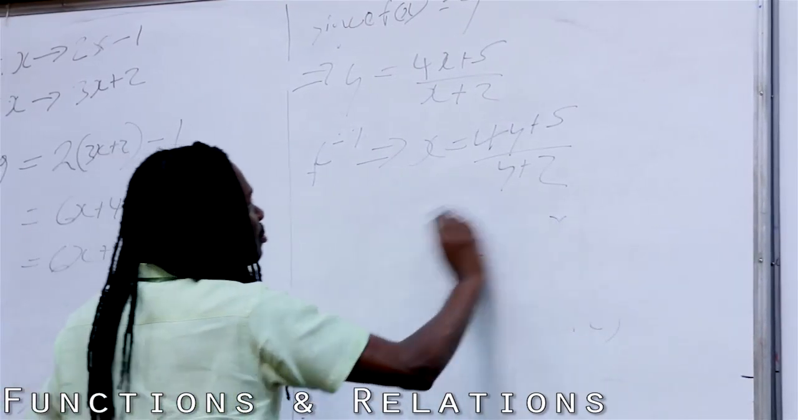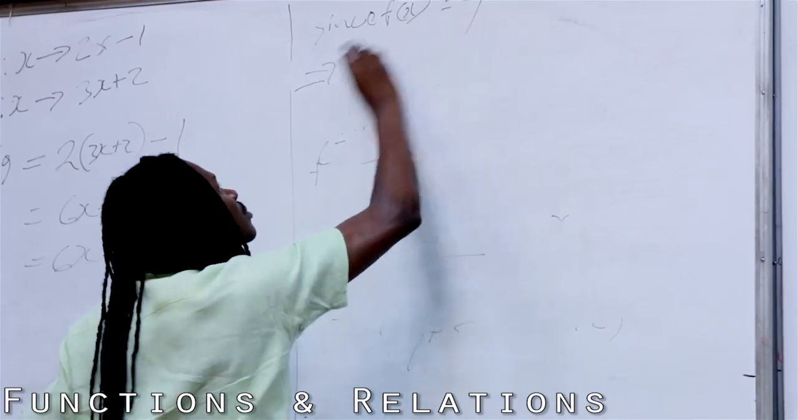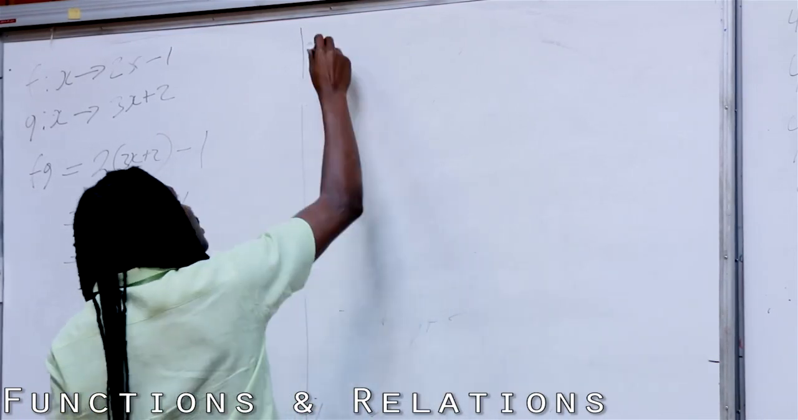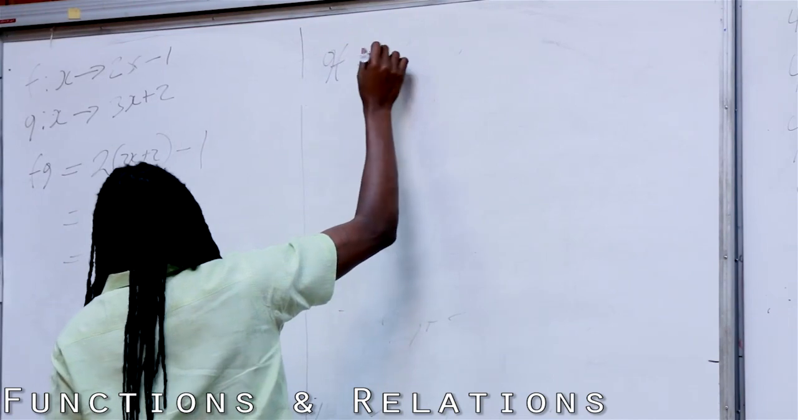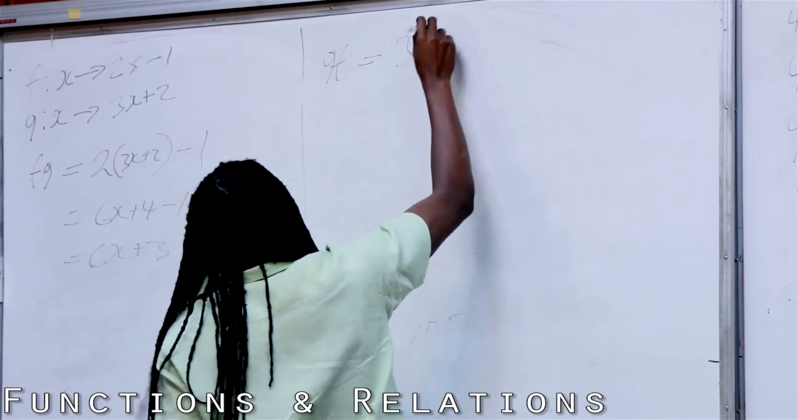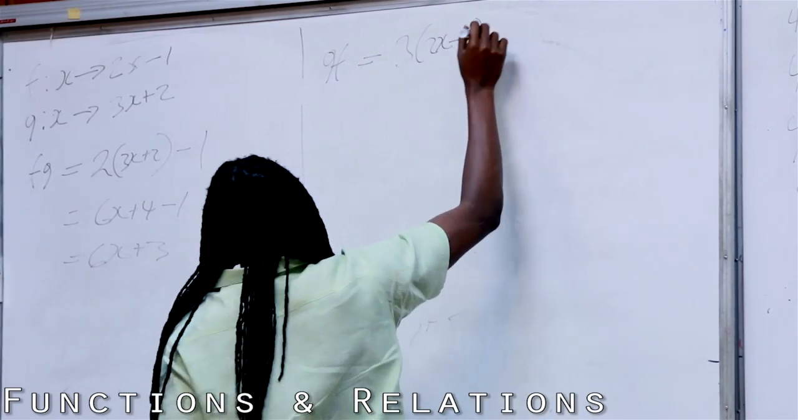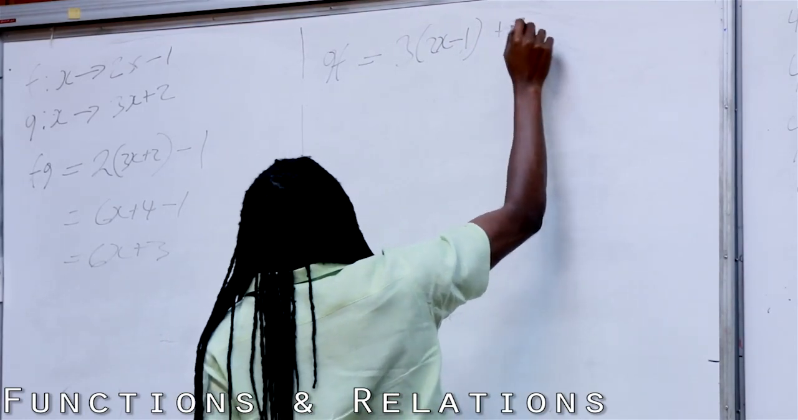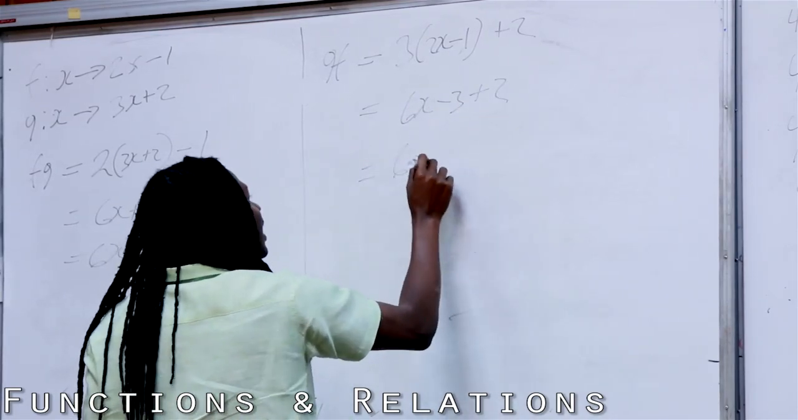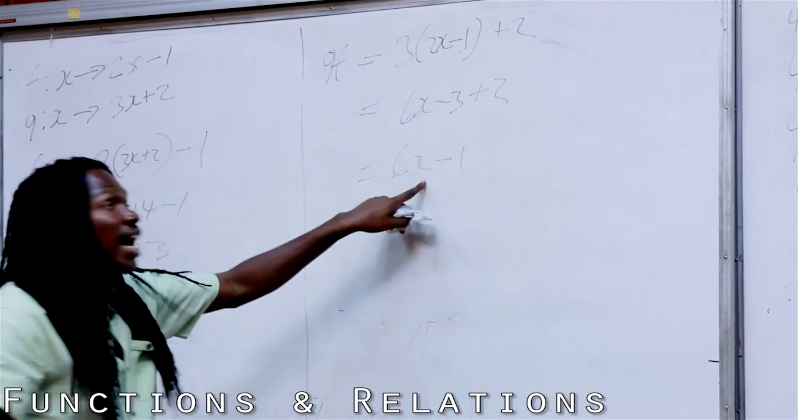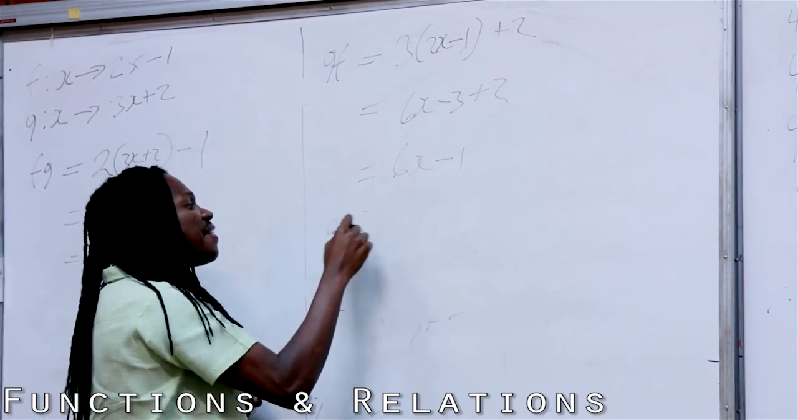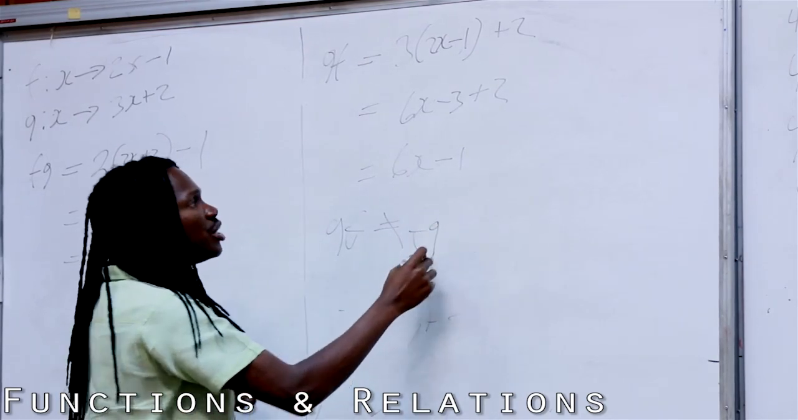Find g of f. g of f equals, in the function g, 3x plus 2, anywhere you see x, you're going to put all of f: 2x minus 1, plus 2, equals 6x minus 3 plus 2, equals 6x minus 1. So if you realize, g of f is not equal to f of g.